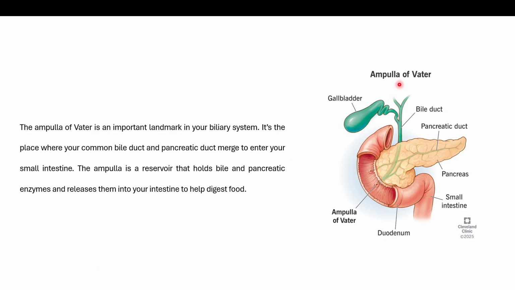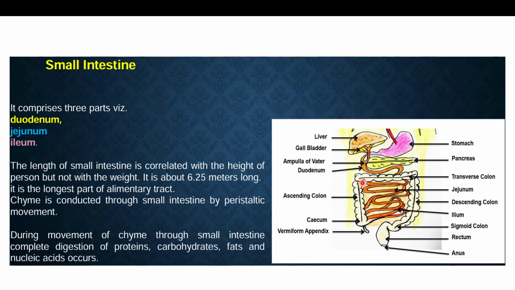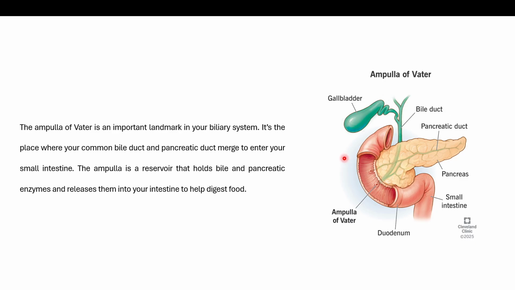Now here, this is the small intestinal beginning, the duodenal part. So here there is the ampulla of Vater present. You can see it here as well. This is the ampulla of Vater. So this is an important landmark in the biliary system. It's the place where the common bile duct here, coming from the gallbladder, and the pancreatic duct open into, merge into the small intestine. So the ampulla is actually a reservoir that holds bile and pancreatic enzymes and releases them into the intestine to help in food digestion.